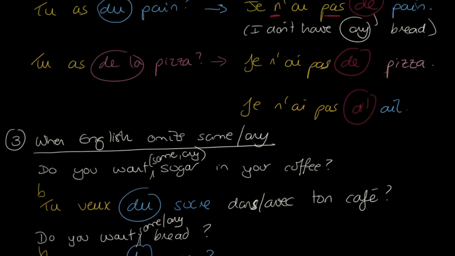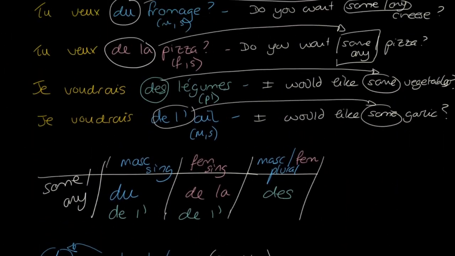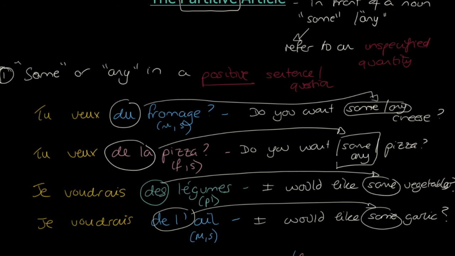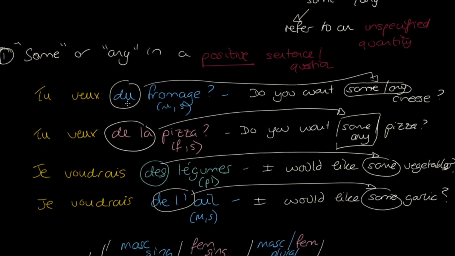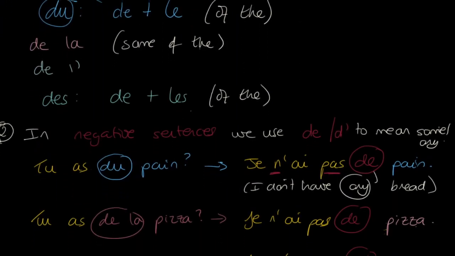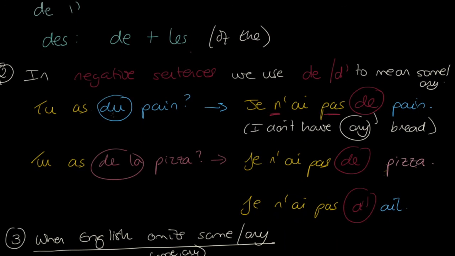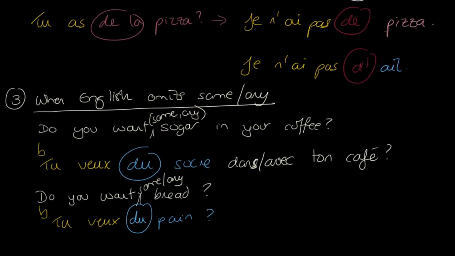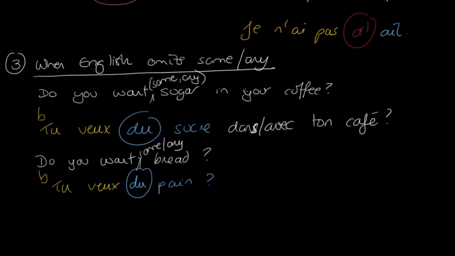Just to recap very briefly, the partitive article means some or any in a positive sentence, expressed as du, de la, de l'. In a negative sentence, it can also mean some or any. However, we have to change it. We no longer use the du, de la, or de l'. We just use de or d'. And be very aware of instances when in English we don't use it at all. We just leave it out. But in French we have to use it. We don't get the option of leaving it out.